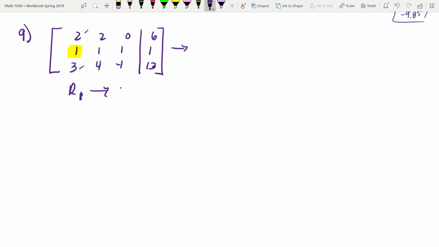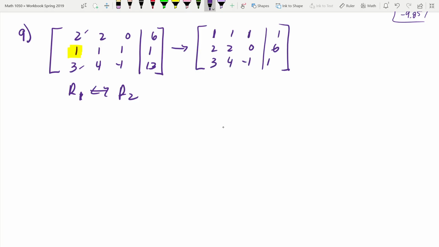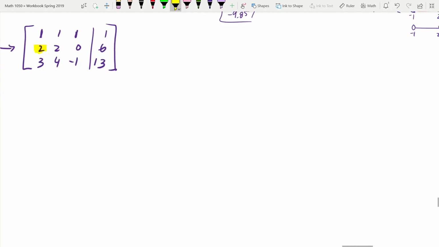So I'm going to say row 1 becomes row 2, and row 2 becomes row 1. And the reason I'm doing that is because I want to have that 1 right there to help me get the zeros underneath that I need. So you don't have to do that. I think it's pretty wise though, okay? All right, so now the first thing I need is a 0 here. Use the 1. So go negative 2 times row 1 plus row 2 becomes my new row 2.